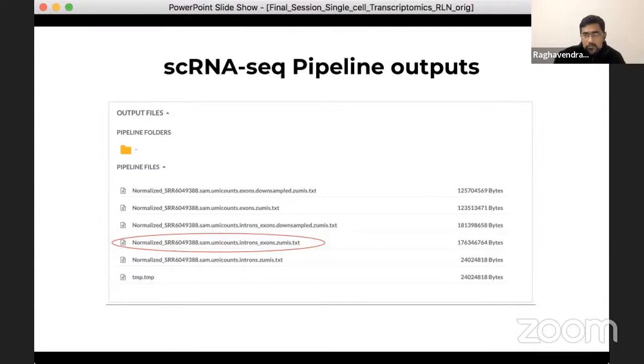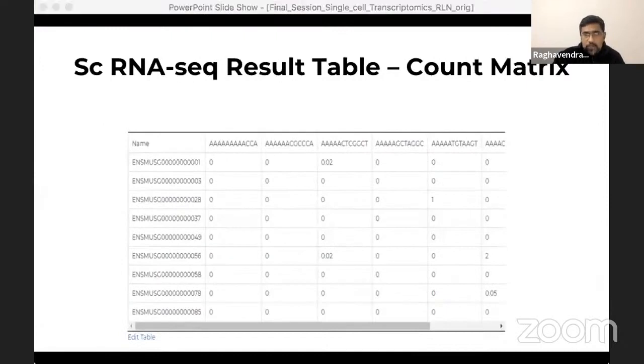When you open this file, the columns of the table are the cells, represented by the cell barcodes, and in the rows we have genes or Ensembl IDs, and at the intersection we have the expression values of these genes for each distinctly barcoded cell, given in raw count values. The goal of the data used for this analysis was to identify different classes of cells.